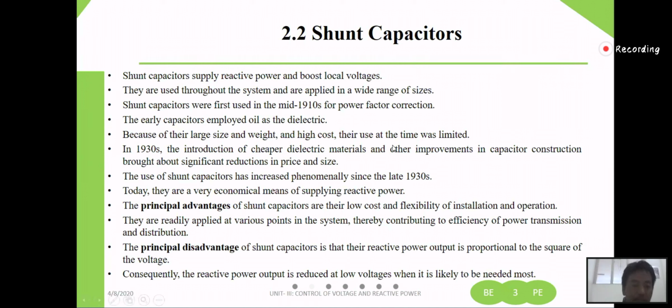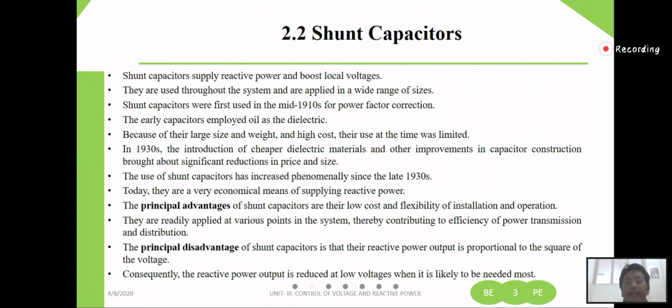But the problem is that its reactive power output is not directly proportional to voltage, but proportional to the square of the voltage. So it has this disadvantage. Okay, so you have to know this.